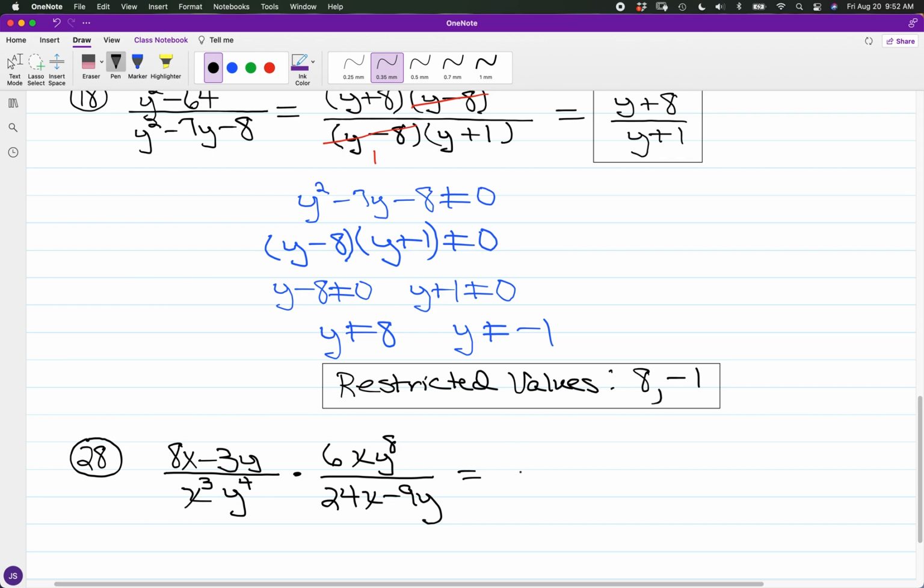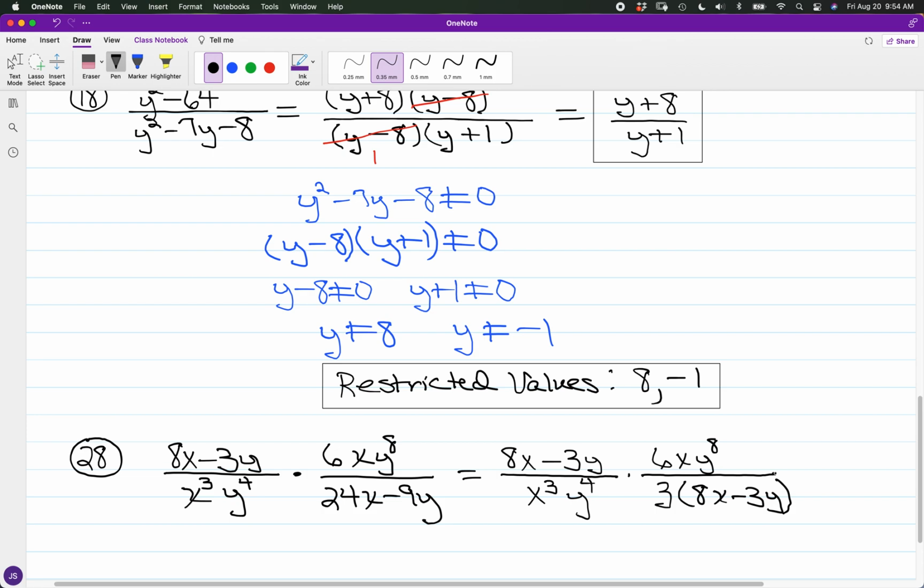Some of you might be able to see some of the cross multiplication in advance. If you have done that, that's fine. We'll just take this gradually, step by step. For the binomials, we have 8x minus 3y, and there is no common factor other than 1. For 24x minus 9y, this one can be factored since we do have 3 as the greatest common factor. Upon rewriting the first ratio, we have 8x minus 3y again, all over x cubed y to the fourth, times 6x y to the eighth. For the denominator of the second ratio, we're going to factor out 3, times the quantity of 8x minus 3y.